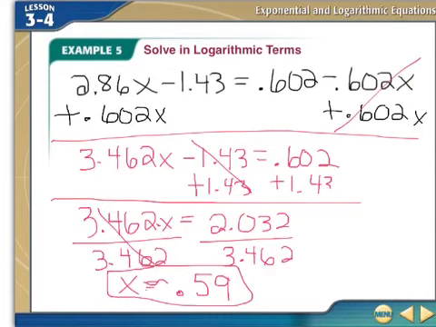And I should say x is approximately 0.59, not equals 0.59, because we rounded. Thus, x cannot equal exactly 0.59. And you would figure that out by plugging 0.59 into your original equation. It's not going to equal out exactly on both sides, but it should be pretty close.